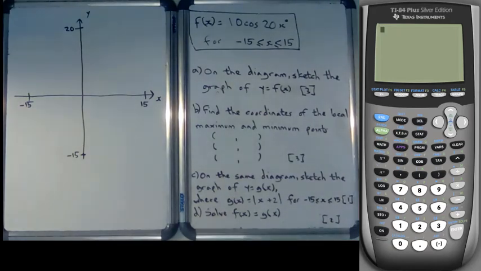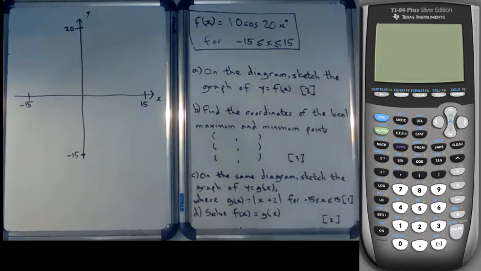Part C, on the same diagram, sketch the graph of y equals g of x, where g of x equals the absolute value of x plus 2 for the same domain, x between minus 15 and 15 inclusive. And finally, you need to solve f of x equals g of x. So this is all a calculator problem. It's really, really common to get questions like this on IGCSE papers, so let's go for it.